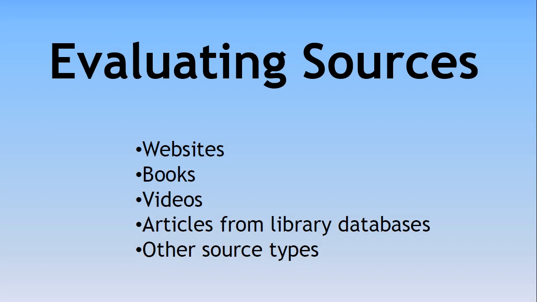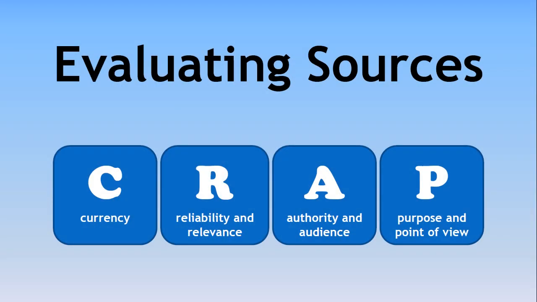Evaluating sources is an important step in the research process. This tutorial explains criteria you should use to evaluate sources, whether they are websites, library books, or articles from library databases. Use the acronym CRAP to remember the criteria you will use to evaluate sources. The letters represent currency, reliability and relevance, authority and audience, and purpose and point of view.